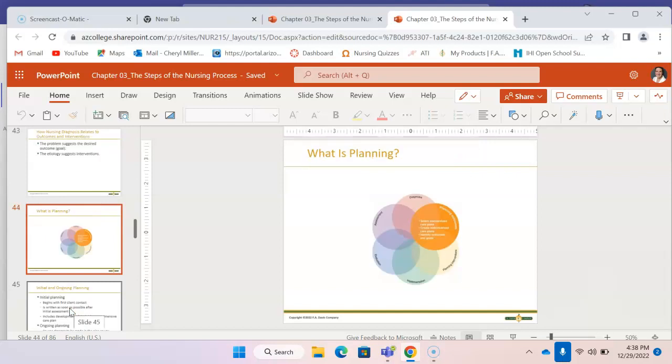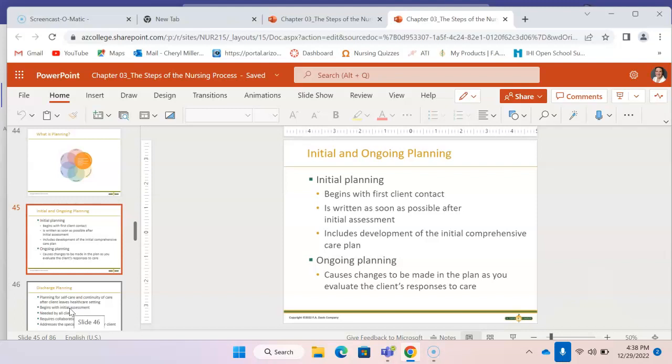Planning. When I plan, I put it down and I talk to my patient and make sure that they're agreeable with my plan, because what good is my plan if they're not going to follow it, right? Ongoing, I want to make sure that they're still with the plan. So this is nurse care plan.